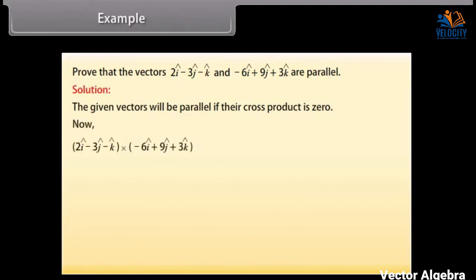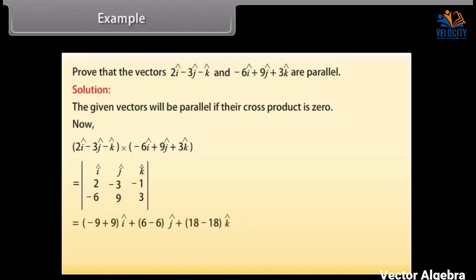Now, (2 cap i minus 3 cap j minus cap k) cross (minus 6 cap i plus 9 cap j plus 3 cap k) equals the determinant with the first row cap i, cap j, cap k, second row 2, minus 3, minus 1, third row minus 6, 9, 3. That is, (minus 9 plus 9) cap i plus (6 minus 6) cap j plus (18 minus 18) cap k equals 0. Hence proved.